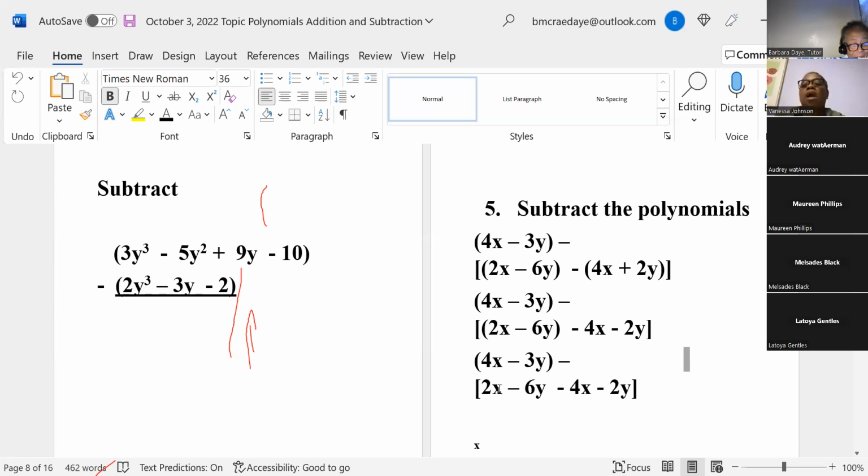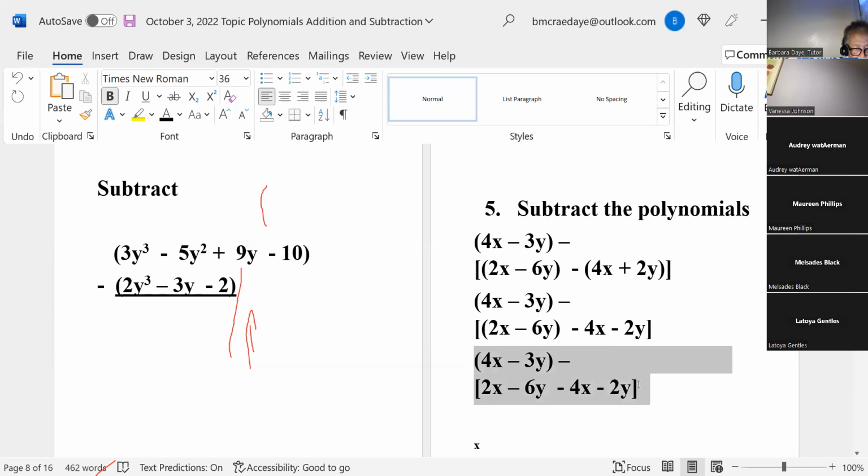There are different ways you can do it. You could just go ahead and do what's in the bracket. 2x minus 4x is minus 2x, right? Minus 6y minus 2y is minus 8y. And then apply the negative to that. And then combine it with the 4x minus 3y. Okay, let's just do it in steps here.